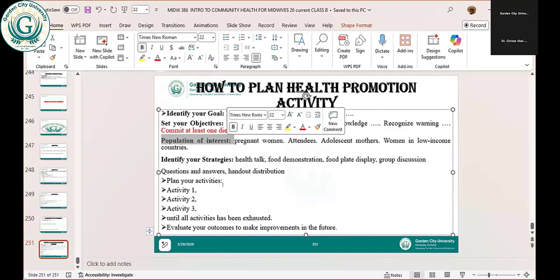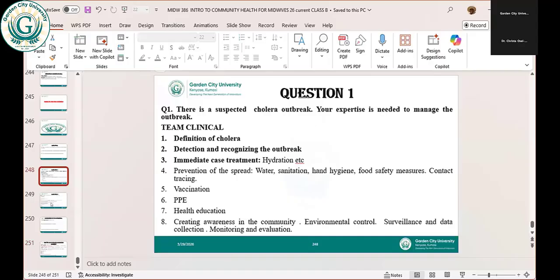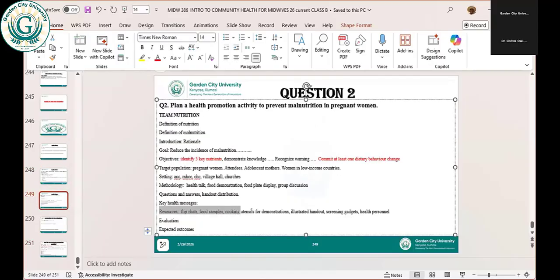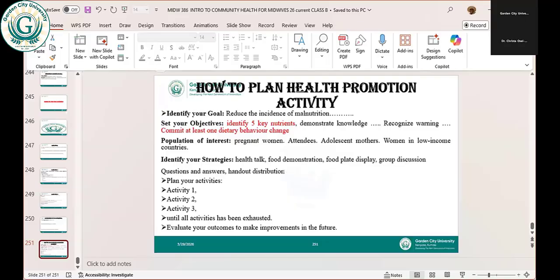So these are your strategies. And I believe that handout distribution, your resources, should also come under your strategies. These are the resources I am going to use.